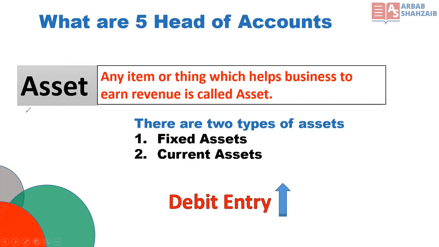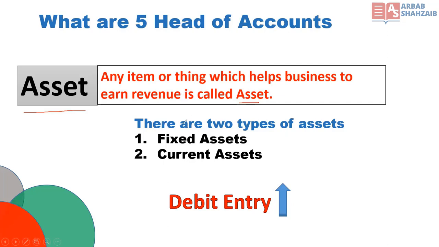So very first we will start from assets. What are assets? Any item or thing which helps a business to earn revenue is called an asset. Anything which is coming in the business which is helping you to earn revenue, it can be cash, it can be a vehicle, it can be any premises. I will tell you examples.